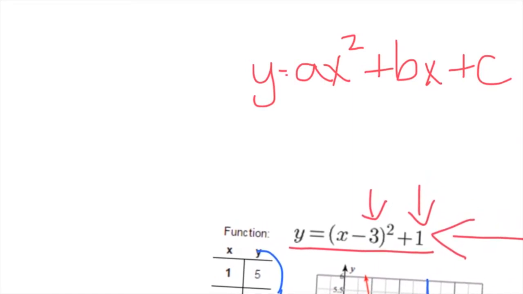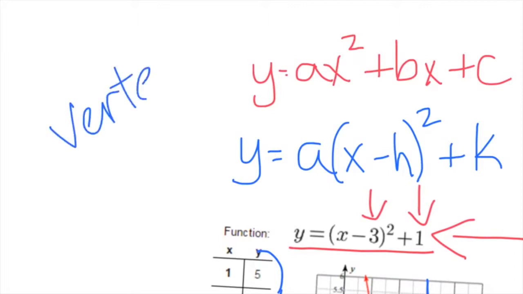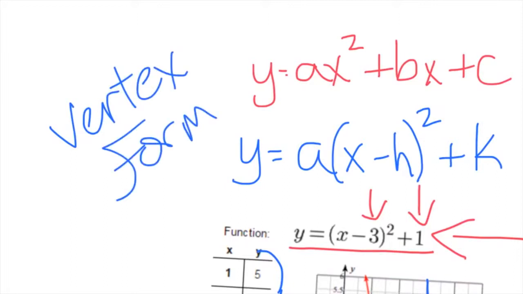Instead of ax squared plus bx plus c, this one is y equals a times (x minus h) squared plus k, where h is a new variable, and k is another new variable for us. And this is something that's called vertex form. The reason for that is because in this format, it tells us where the vertex of our parabola is just by looking at the function itself. So let's take a look at how that works.